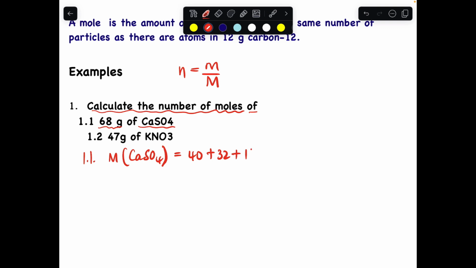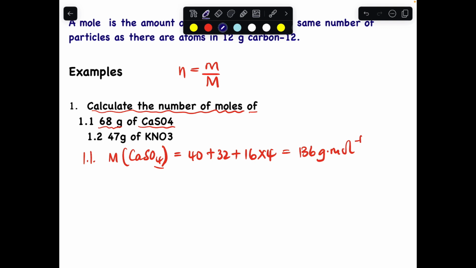And the oxygen, it's 16, and how many oxygen? It's 4 of them. So now calculating, you press that entire thing in the calculator, it will give you 136 gram per mole, right? That's the molar mass.